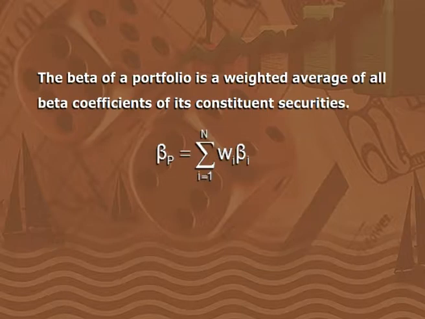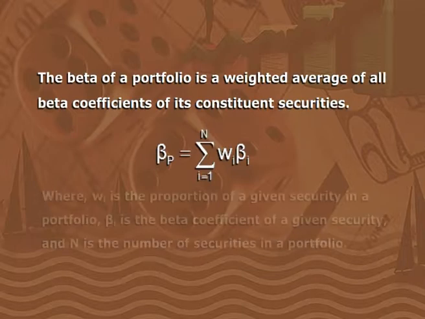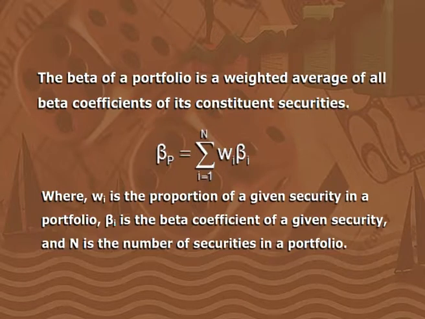Beta of a portfolio is equal to summation Wi Bi, where the range of i starts with 1 and ends with n, where Wi is the proportion of a given security in a portfolio, Bi is the beta coefficient of a given security, and n is the number of securities in a portfolio.